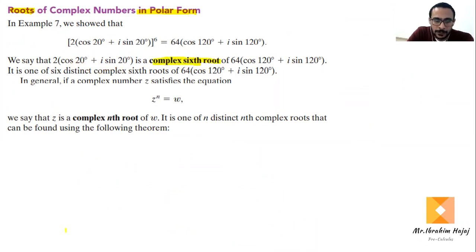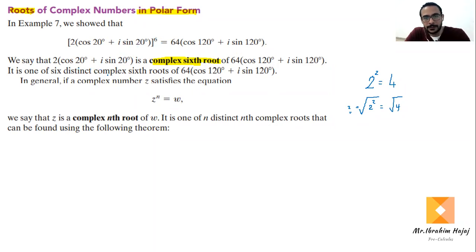Simply, guys, if you take ordinary numbers, for example, the square of 2: 2 to the power of 2 equals 4. And if we take the square root of 4, it gives us 2. The same here, because in example 7 we showed that 2 times cosine 20 plus i sine 20 to the 6th power gives 64 cosine 120 plus i sine 120.